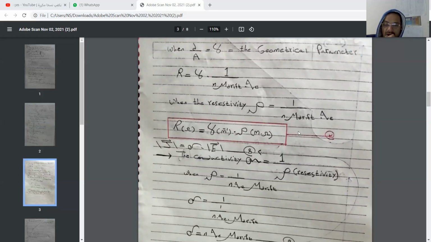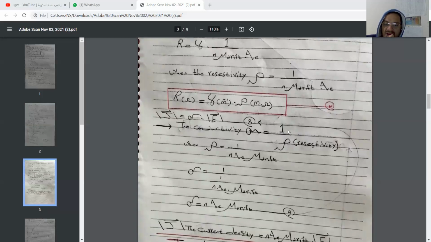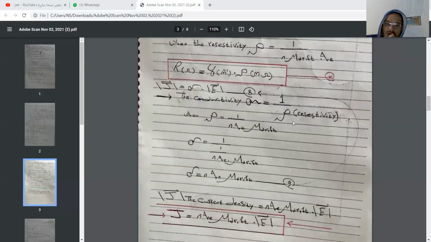We proved proof number 1. Let's work on proof number 2 by using the current density equals the resistivity dot electric field. Here, sorry, the conductivity: the current density equals the conductivity dot electric field. Let's call this equation number 8.